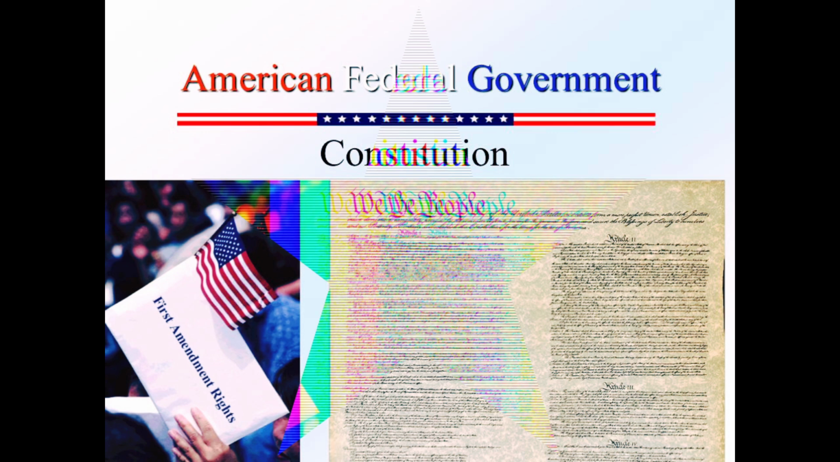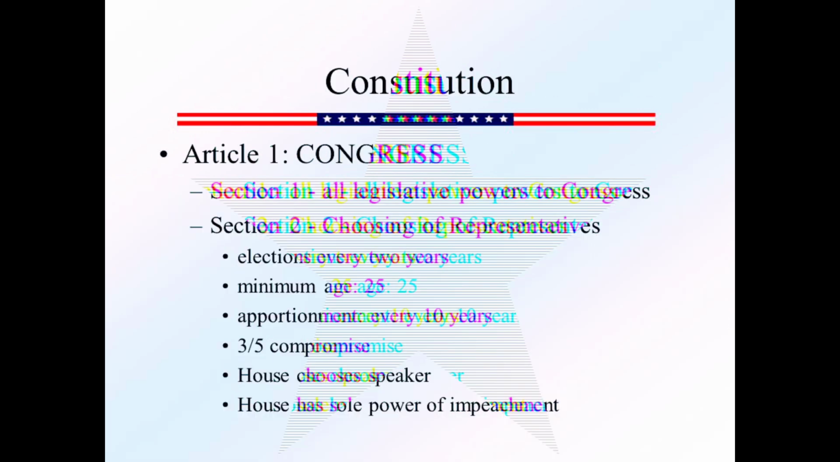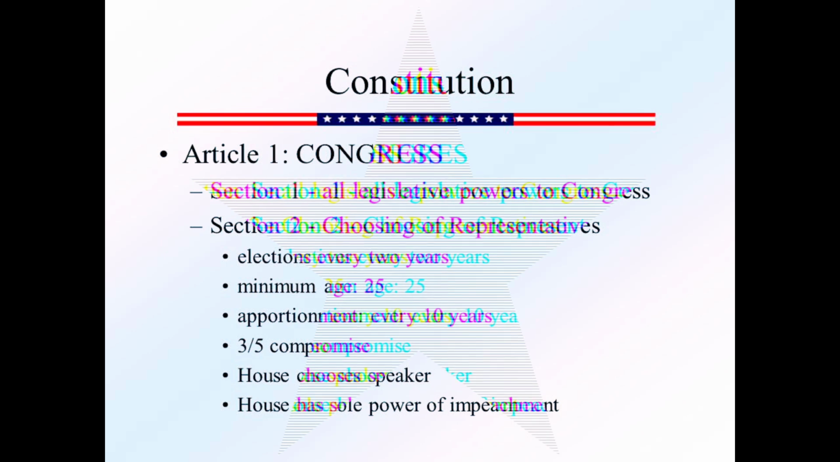Article 1 grants Congress various enumerated powers and the ability to pass laws necessary and proper to carry out those powers. Article 1 also establishes the procedure for passing a bill and places various limits on the power of Congress and states from abusing their powers.